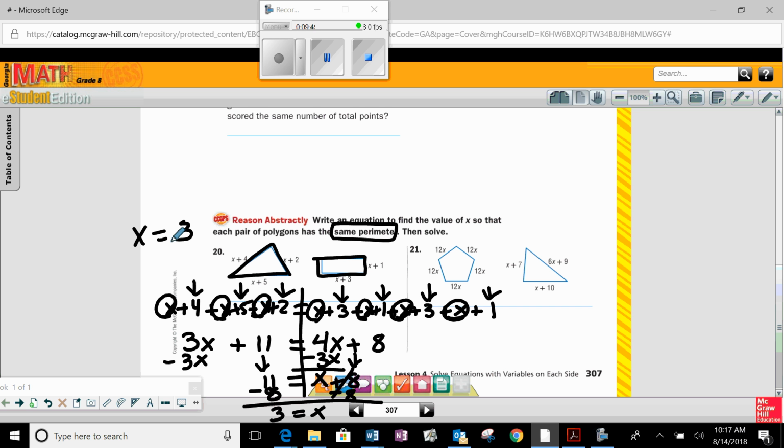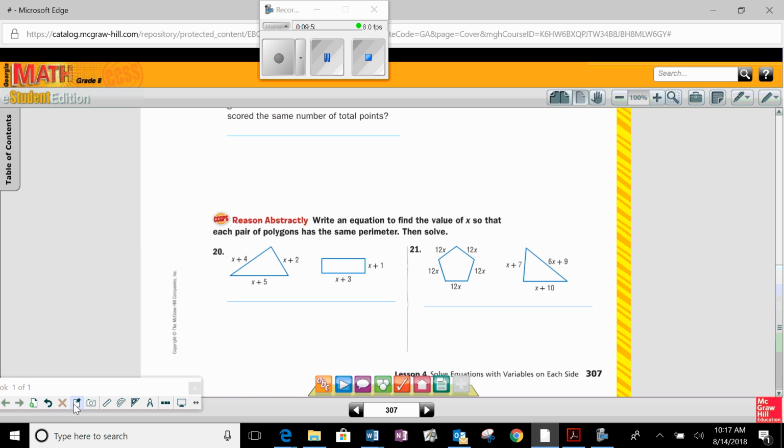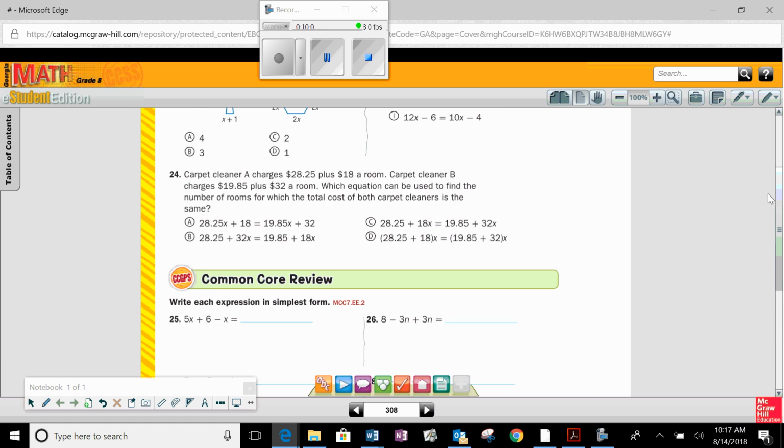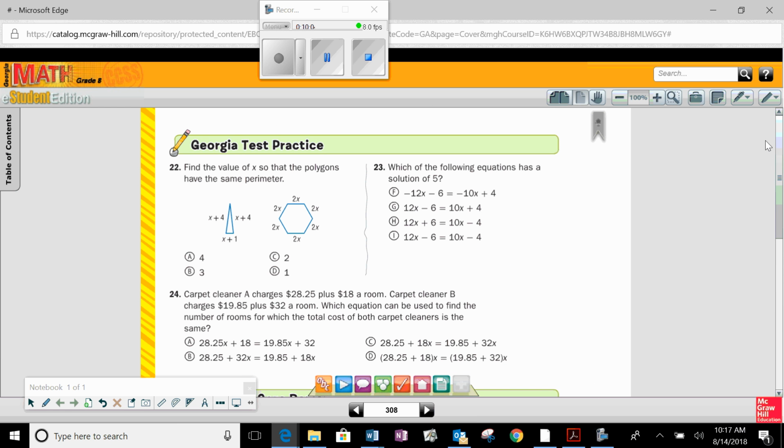All right, flip to the other side. And just a couple more. Here's another example, just like we did in number 22. Find the value of x so that the polygons have the same perimeter. I'm going to help you set this one up, but then you can solve it. So we have to make the triangle equal to the hexagon. So there is x plus 4 plus x plus 4 plus x plus 1 for the triangle.